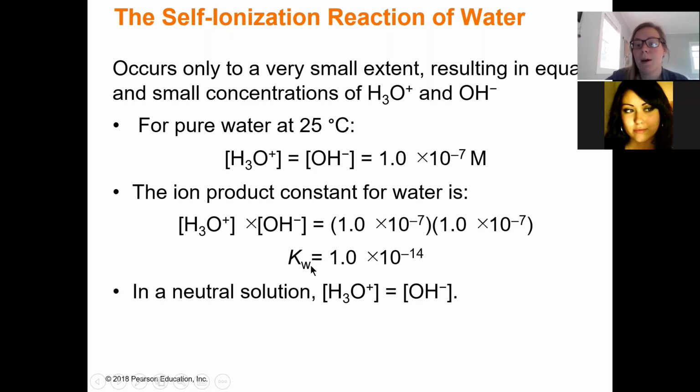Now, the interesting thing about this Kw constant is it doesn't just apply to a pure water solution. It applies to any sort of solution. So if I have a solution that's acidic, or a solution that's basic, the amount of H3O plus times the amount of the OH minus is going to equal this number. And I'll show you how you can use that equation. In a neutral solution, these two things equal each other.